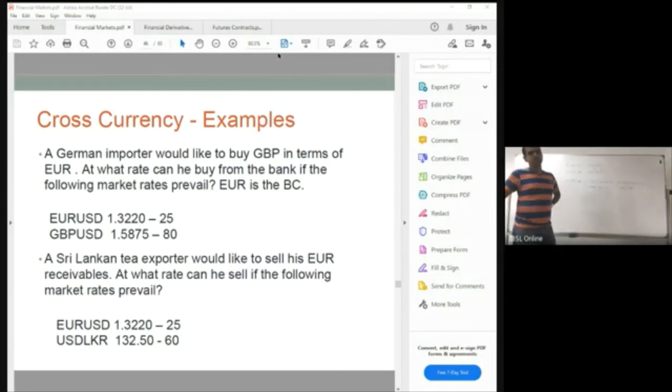So it's a Sri Lankan tea exporter. He will receive euros and he needs to sell his euro. Right. So euro is the base currency. He will be selling the base currency at the bid. So this is the answer. 175.16. That is the rate that he will get.